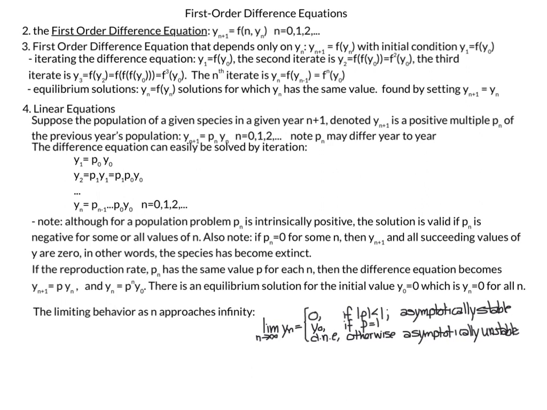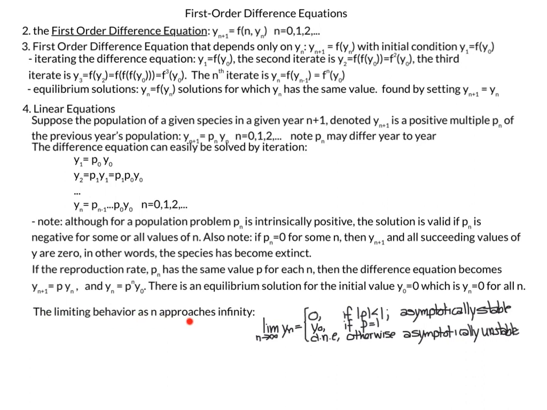Now, if the reproduction rate ρ_n has the same value ρ for each n, then the difference equation simplifies to y_{n+1} = ρ y_n, and y_n = ρ^n y_0. And there is an equilibrium solution for the initial value problem y_0 = 0, and the equilibrium solution is y_n = 0 for all n.